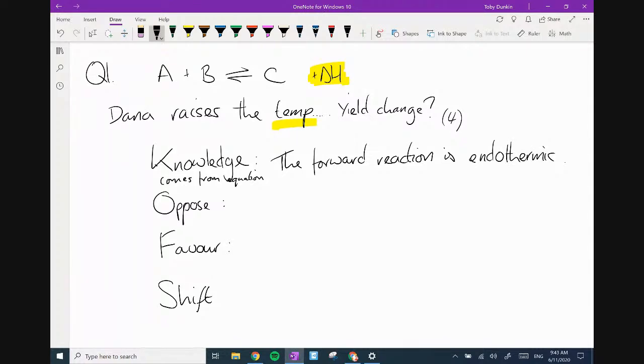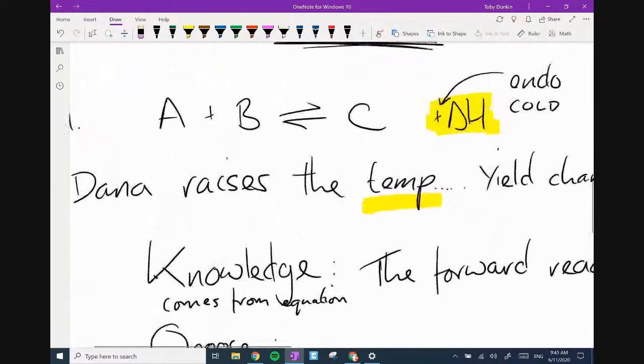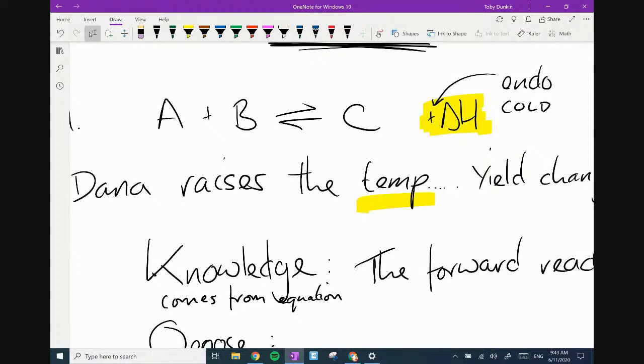And it was a positive sign here. Positive means endo, which literally translates to cold. I always like that because endo has 4 letters, cold, and exo has 3 letters, meaning hot. I always love that. That's the way I remember those two, by the way. So this is an endo.